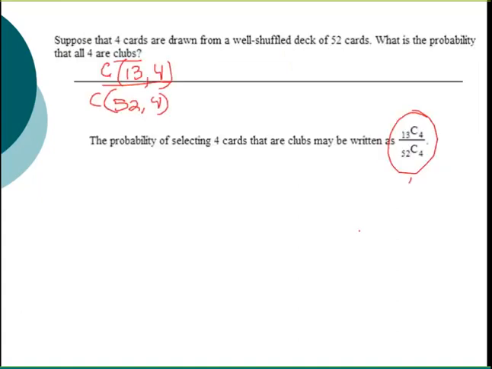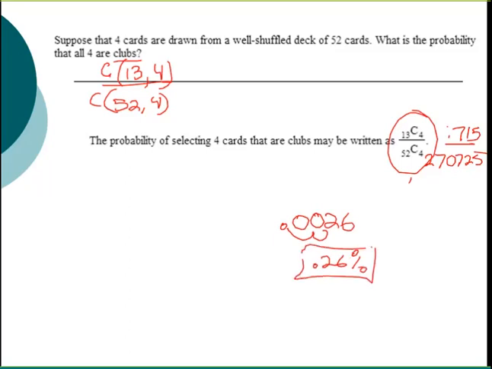And then if we actually do it on our calculator, we have 13 nCr 4 divided by 52 nCr 4. So that's 715 divided by 270725. So if I divide that, 715 divided by 270725 gives me 0.0026, which is, if I move it over 2 places, a 0.26% chance of that actually happening.